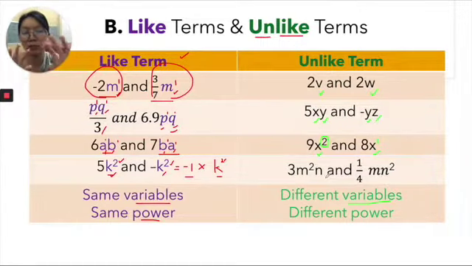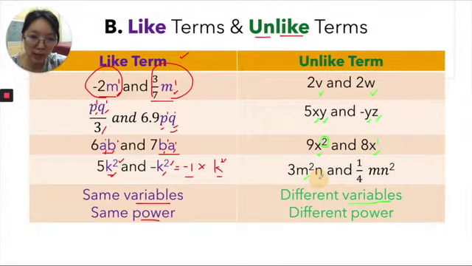Last one. This looks very complicated. Let's check the variables first. Variable m, variable n. Variable m, variable n. Looks like they can be considered like terms. But check the power. M to the power of 2, m to the power of 1 here. N to the power of 1, n to the power of 2 here. No, they are not the same. So 3m squared n and 1/4 mn squared, they are unlike terms. Are you clear now with this? Check for variables. Check for power.